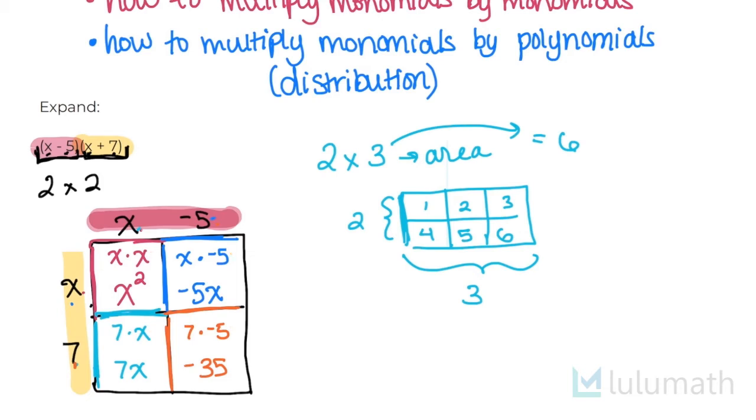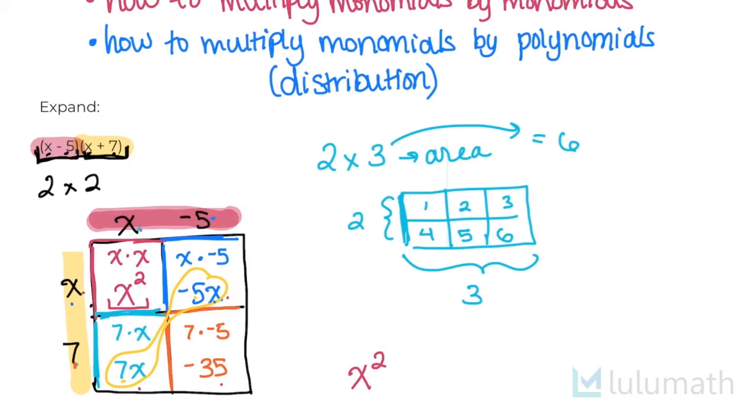So now I just need to collect my like terms. Well, I have this x squared here, and there's nothing else like the x squared, so I'm simply just going to write down x squared. Then I have this negative 5x here, and the negative 5x is like the 7x. So I'm going to put the negative 5x and the 7x together. So negative 5 plus 7 is positive 2.